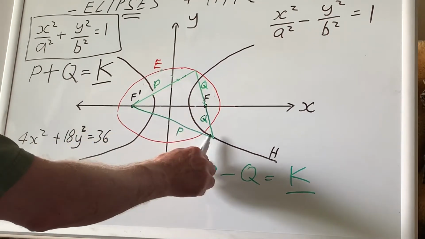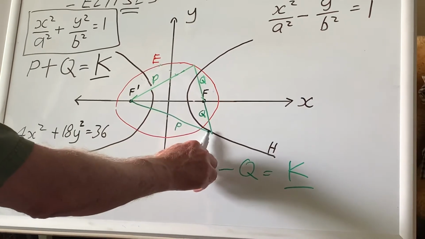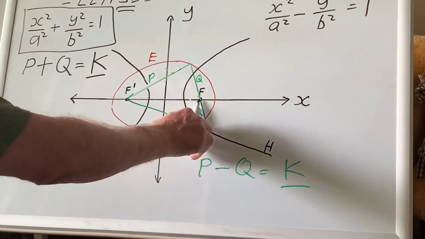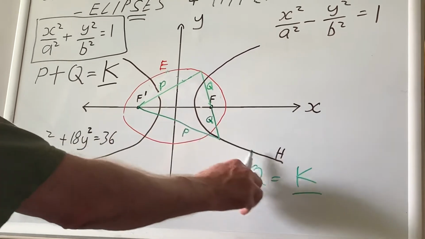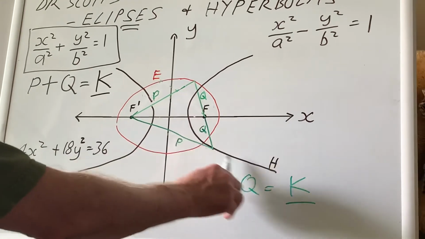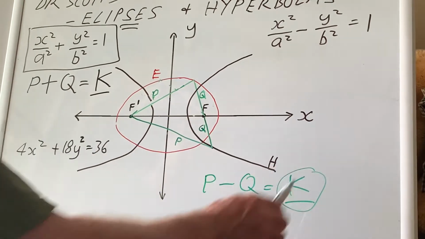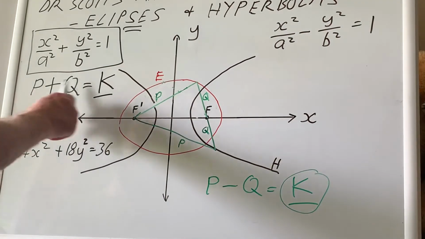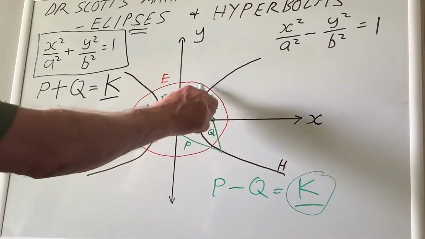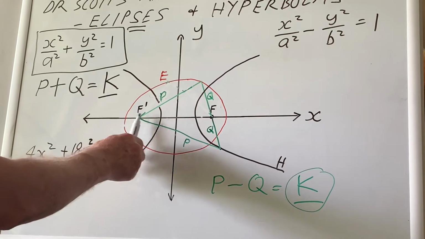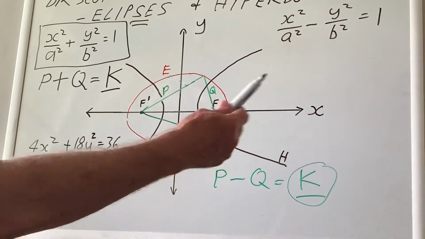So you go to there, go back from one focus to the line of the other hyperbola, and up to the other focus. You can go further out and go back again, but when you subtract the two, you'll always get the same number. Whereas with an ellipse, when you add them together, you get the same number. With hyperbolas, when you subtract the two, you get the same number.